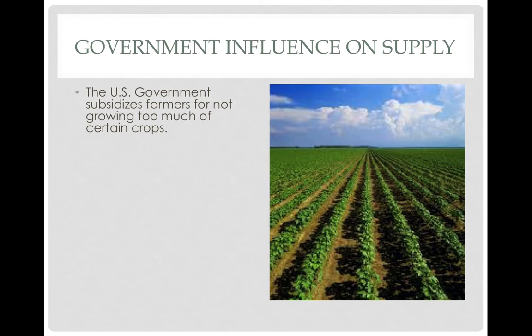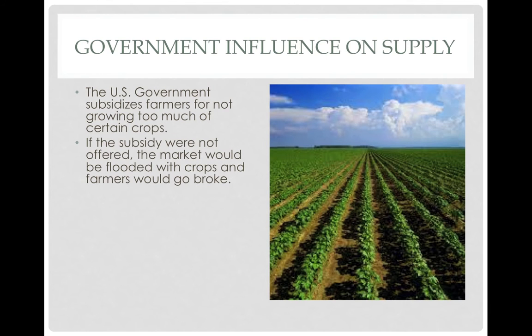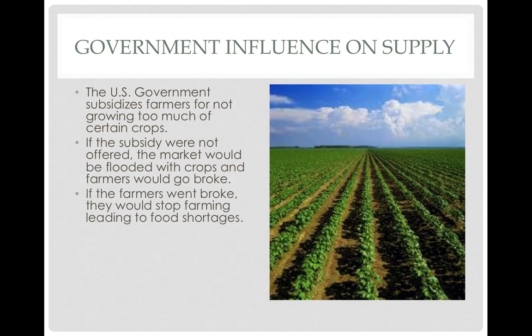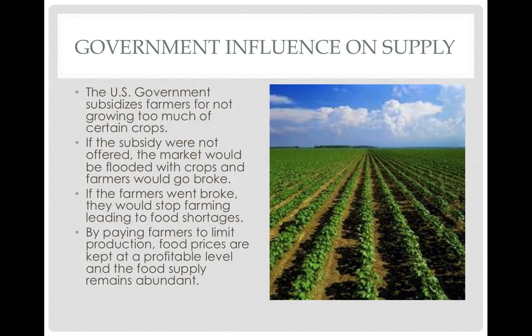The U.S. government subsidizes farmers for not growing too much of certain crops. If the subsidy were not offered, the market would be flooded with crops and farmers would go broke. If the farmers went broke, they would stop farming, leading to food shortages. So these subsidies stabilize food prices for the American consumer. By paying farmers to limit production, food prices are kept at a profitable level and the food supply remains abundant.